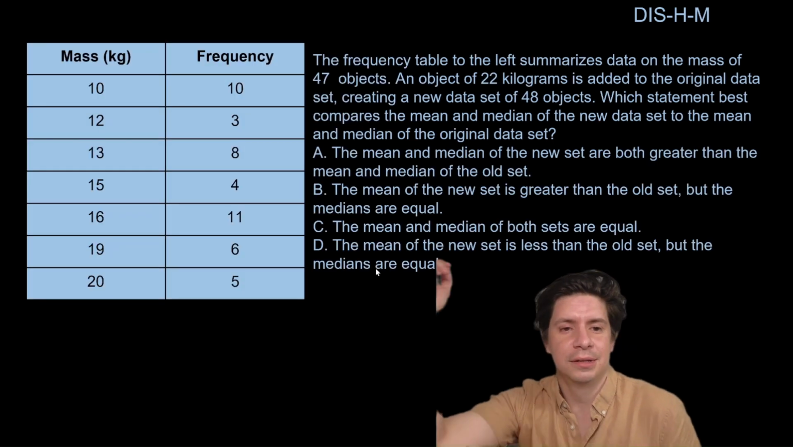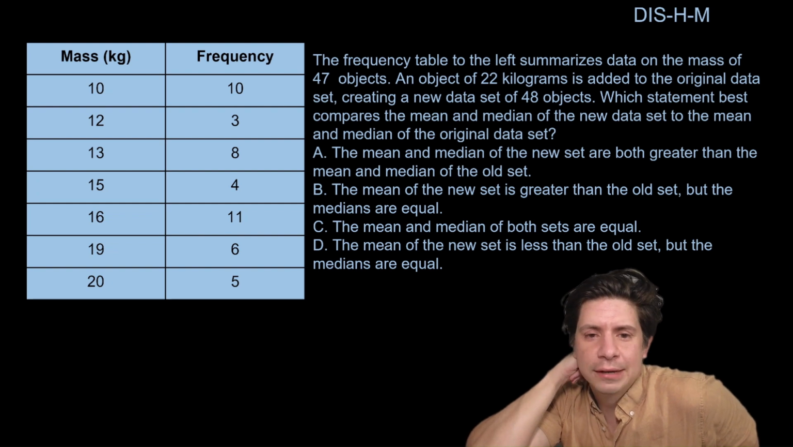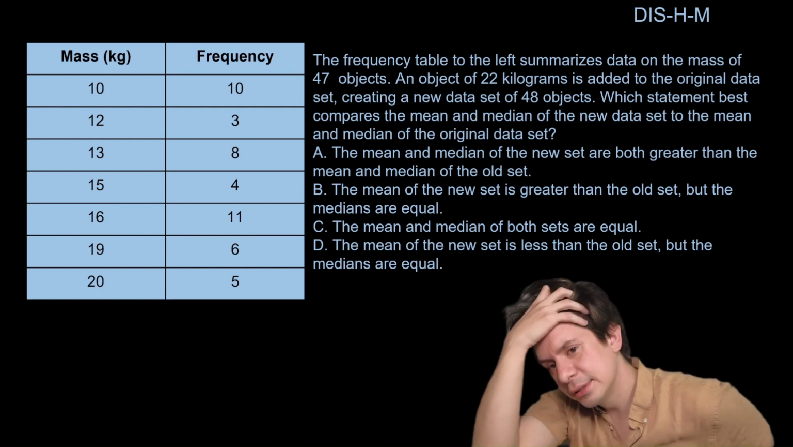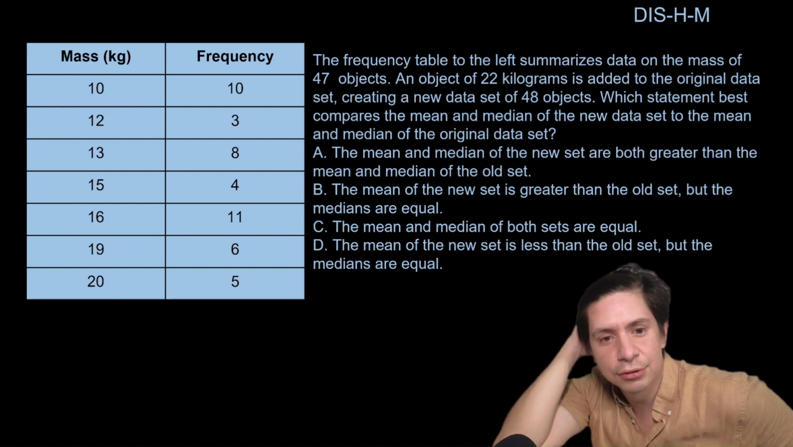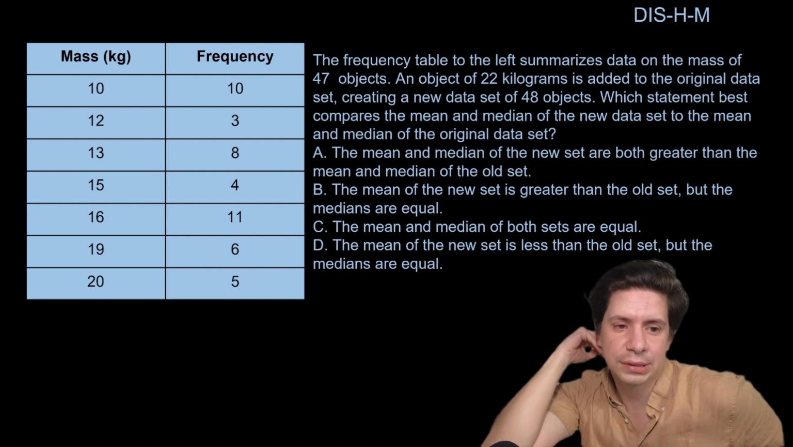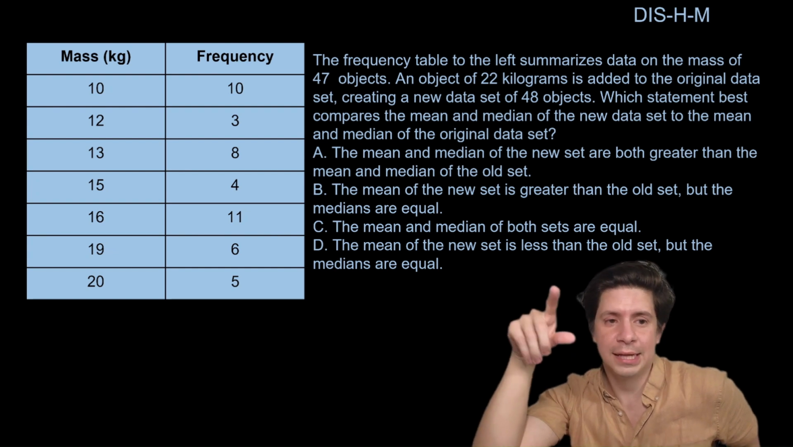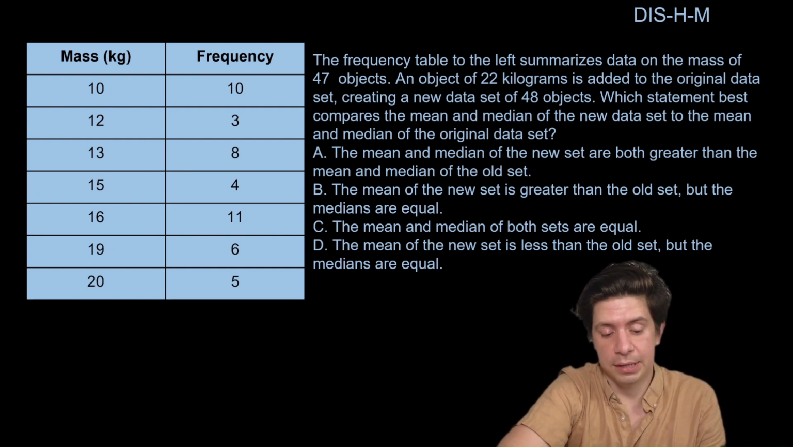Now we're talking. The frequency table to the left summarizes data on the mass of 47 objects. An object of 22 kilograms is added to the original data set, creating a new data set of 48 objects. Which statement best compares the mean and median of the new data set to the mean and median of the original data sets? So we're adding an object of 22 kilograms. Like before, that's bigger than any of the masses we have. So let's see what happens here.